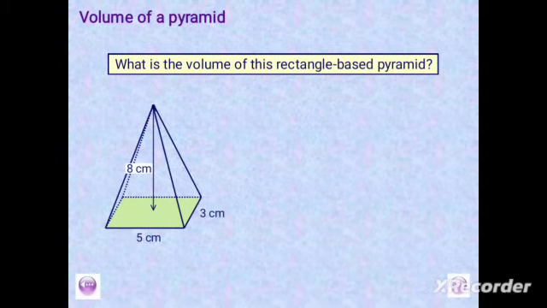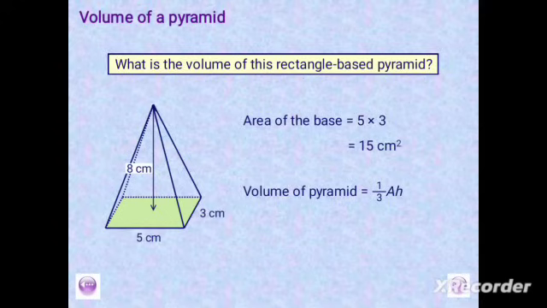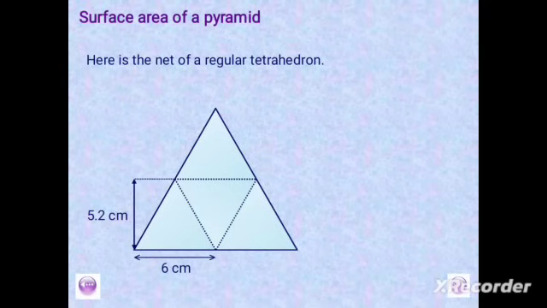Now let's have an example here. What is the volume of this rectangular based pyramid? We are going to substitute into the formula now that we know the formula. The area of the base is 15 square centimeters. Then the volume of this pyramid will be a third times 15 times 8, giving us 40 cubic centimeters.